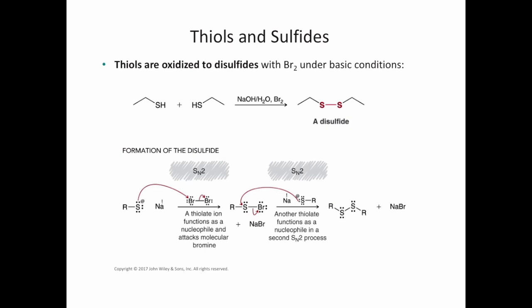Thiols can be oxidized to disulfides in the presence of bromine under basic conditions. So these are basic conditions because it has sodium hydroxide, which is a strong base. The way this works is that first you use that strong base to deprotonate your thiol, and then it's going to attack the bromine molecule, adding a bromine. And then the second molecule of the thiolate attacks the sulfur, kicking off the bromide. So it's two types of nucleophilic attacks in the same reaction.